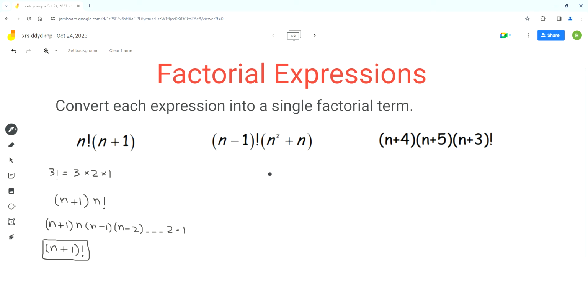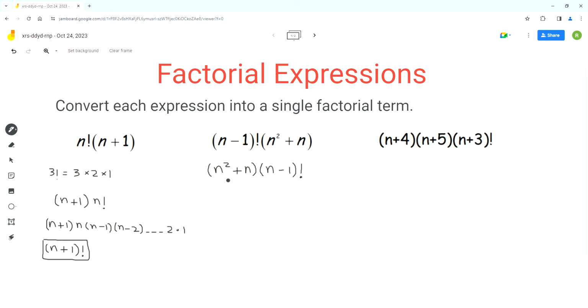Now in this expression, we are given n minus 1 factorial and then we are given n squared plus n. So n minus 1 factorial is being multiplied by n squared plus n. The first step here is to rearrange the terms. Since it's multiplication, we can change the order without changing the value. So we can write n squared plus n in parentheses times n minus 1 factorial, because in multiplication, order doesn't matter.